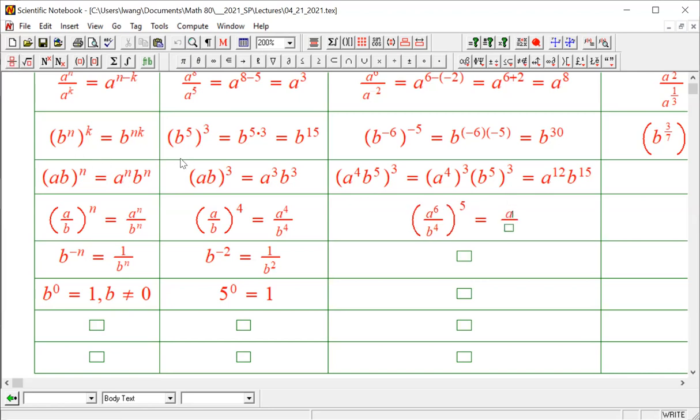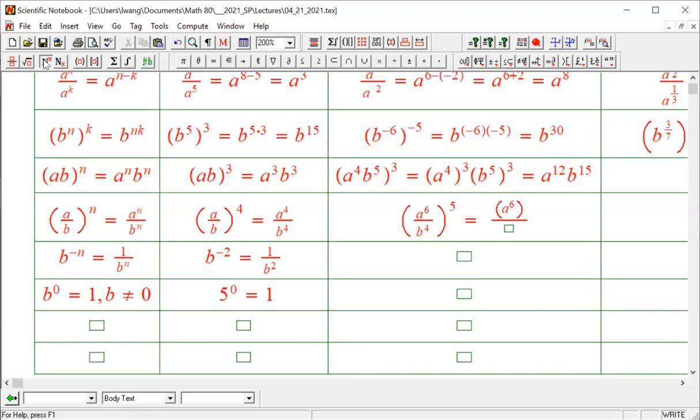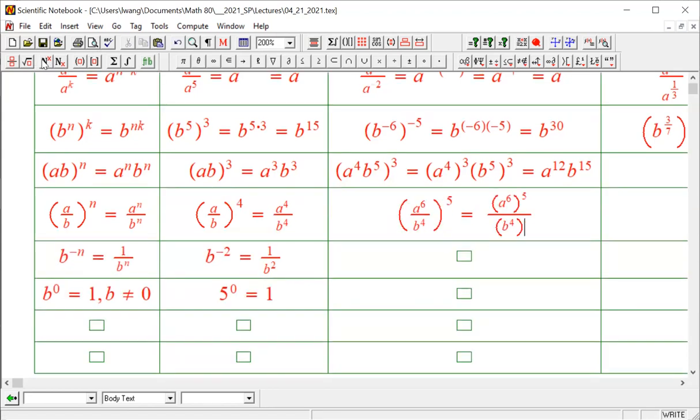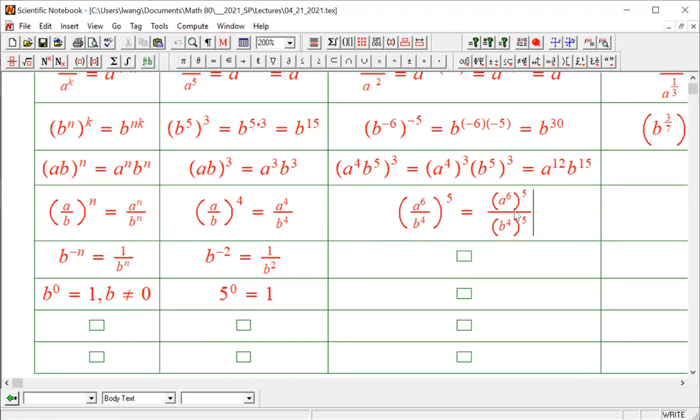So a to the power 6, and put the power of 5 outside, b to the power 4, and then raised to the power 5 equals. This one is a to the power 30, and the denominator is b raised to the power 20.